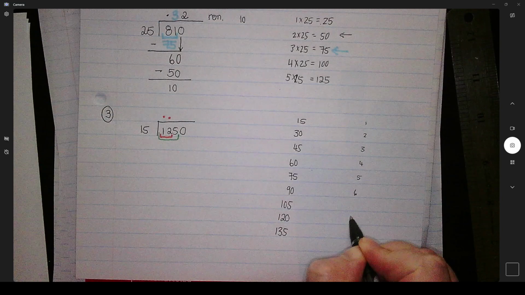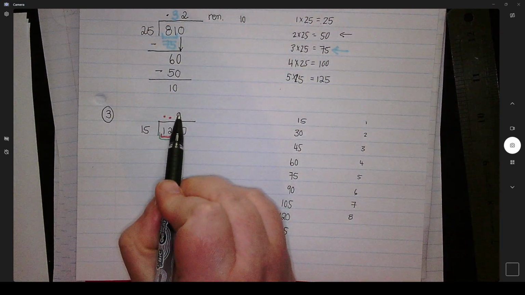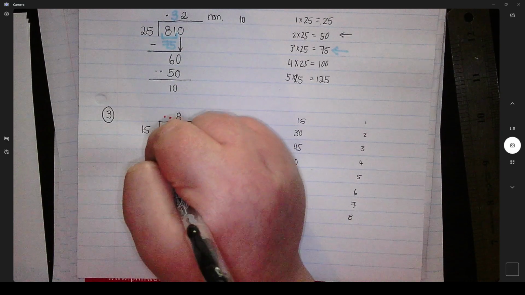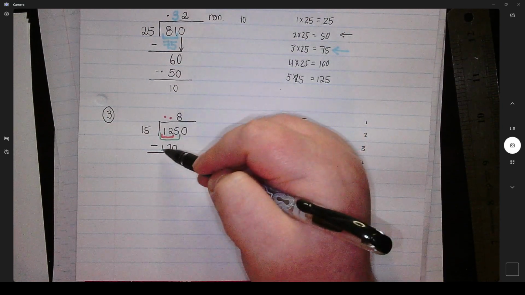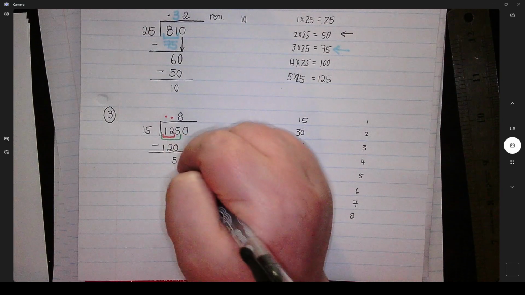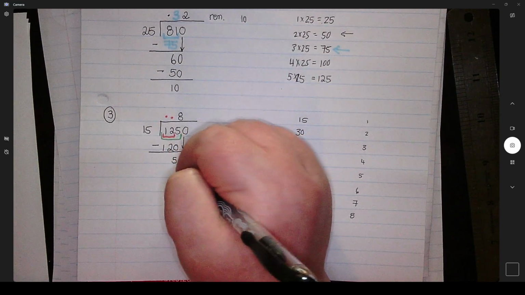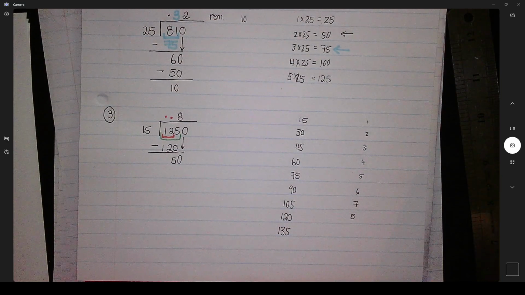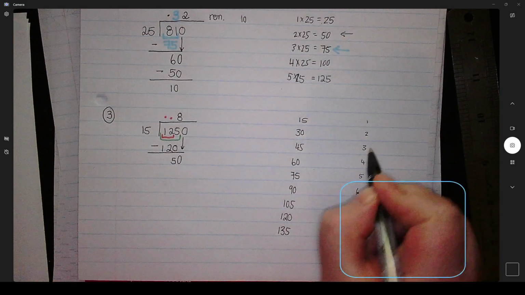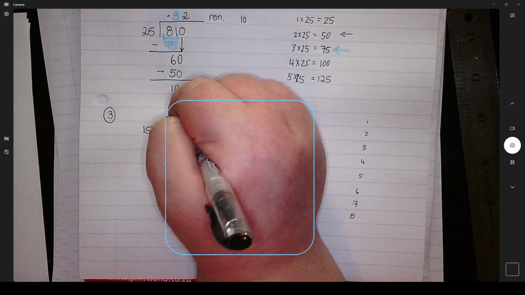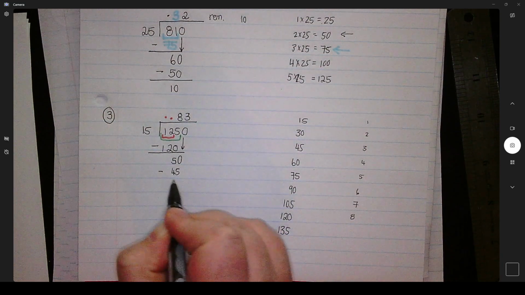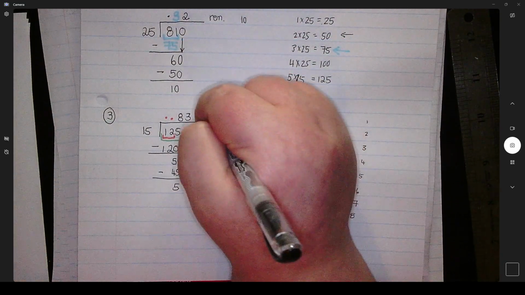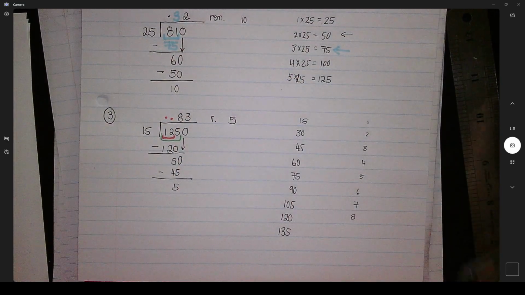Okay. So in 125, it can go in 8 times. So 8 times 15 is 120, and we subtract. 125 minus 120 is 5, and we bring the next number down. All right. It goes into 50 3 times. So 3 times 15 is 45, and we subtract. That is going to give you a remainder of 5.